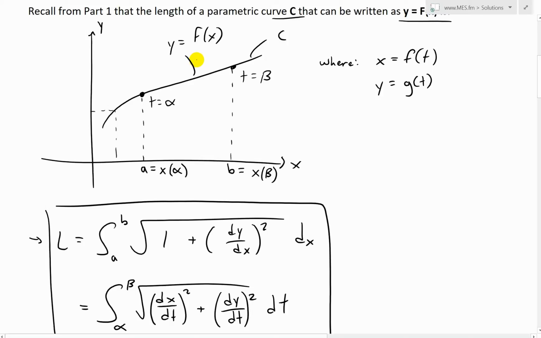transform this using the substitution rule for integrals. When we go from a to b, at a the x value is when the parameter t is equal to alpha, and when x equals b, the t parameter is beta, like this. And what we want is this length L from here to here.